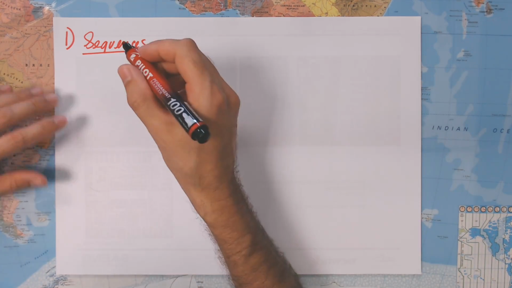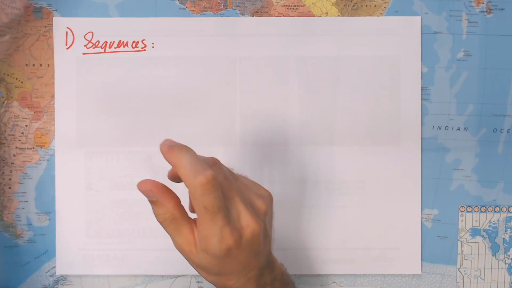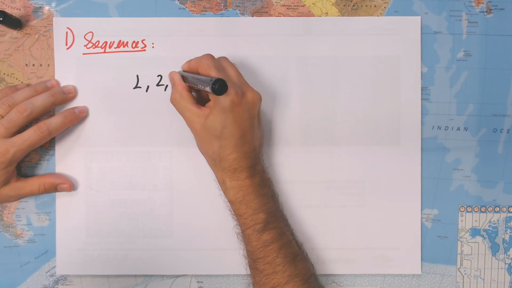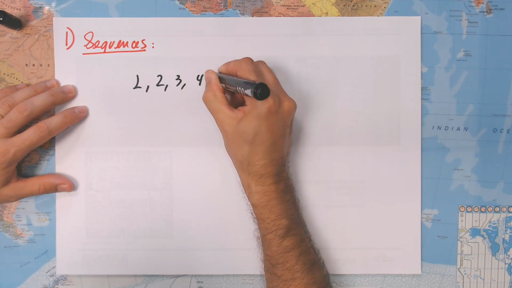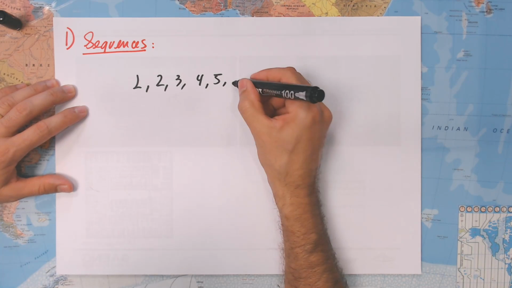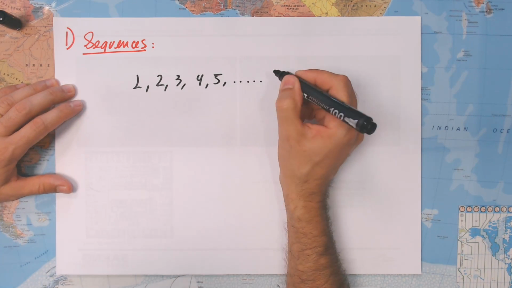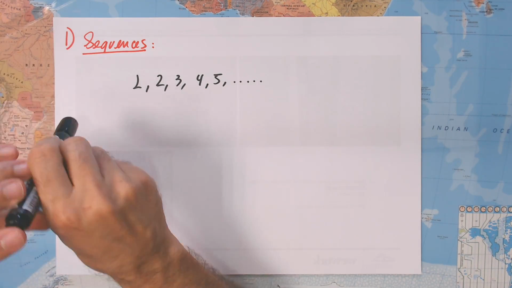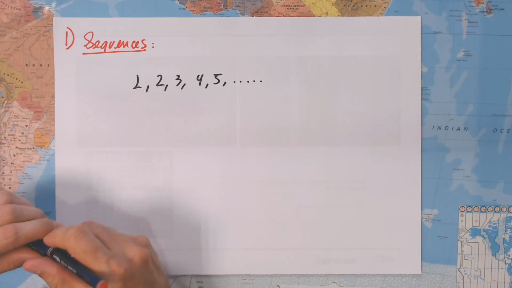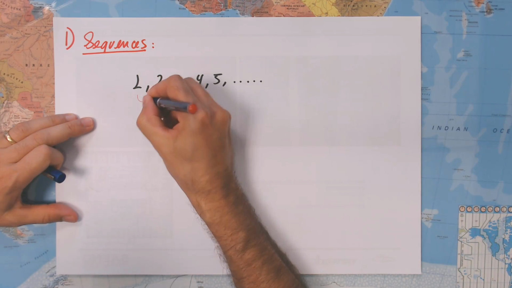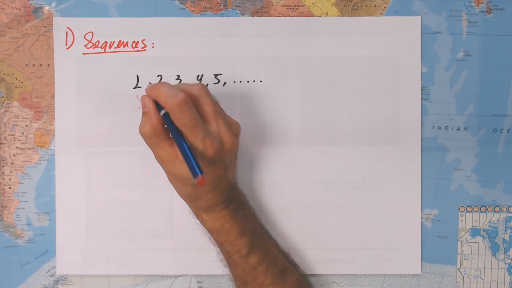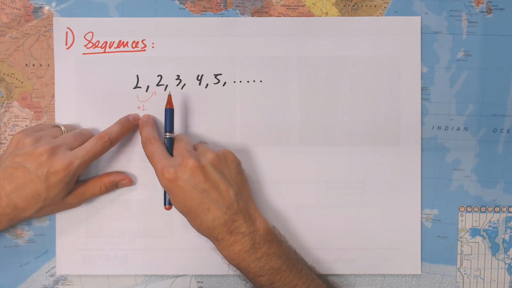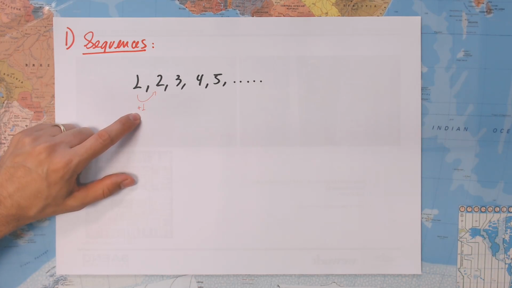Let's suppose I just write this sequence here: 1, 2, 3, 4, 5. I no longer need to put anything else. Why? Because it's pretty obvious that what is going on here is that we are just adding plus 1. And what are we going to call this plus 1? Well, this plus 1 we are going to call our law.